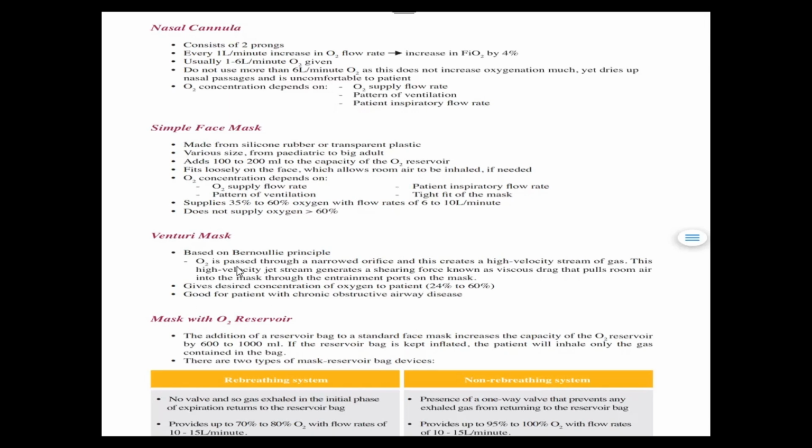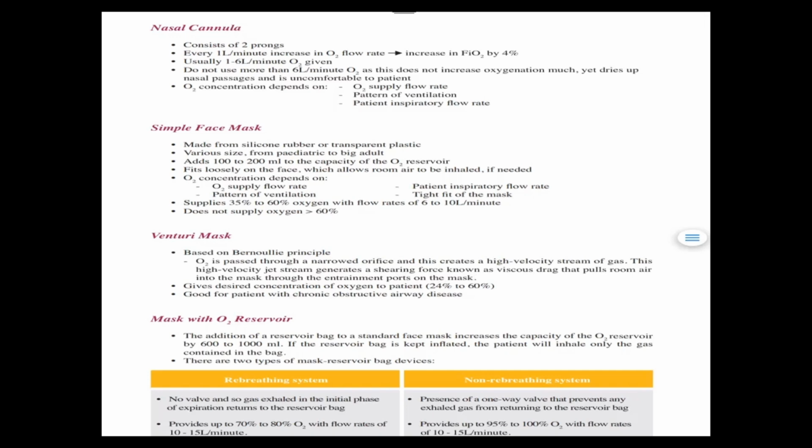Based on the Bernoulli principle or Venturi effect, oxygen is passed through a narrowed orifice and this creates a high velocity stream of gas. Whenever a high flow of gas passes through a narrow orifice, the pressure changes tremendously. This high velocity jet stream generates a shearing force known as viscous drag that pulls room air into the mask. So your air will always move from high pressure to low pressure.